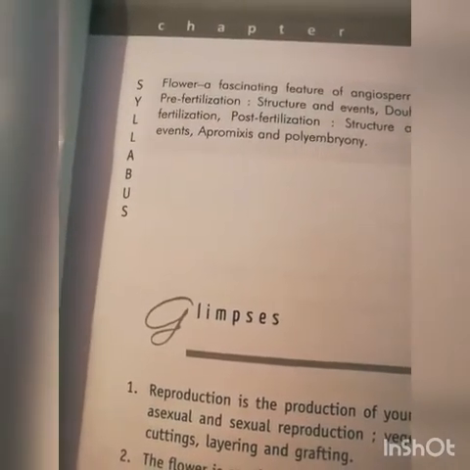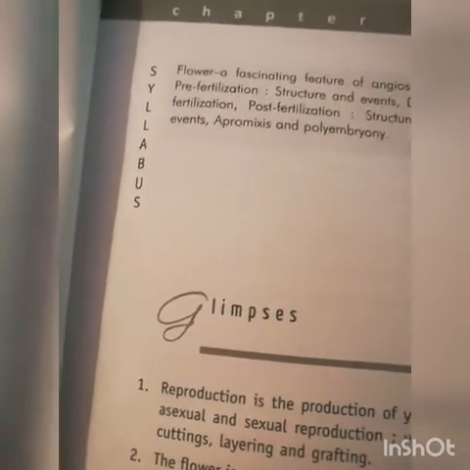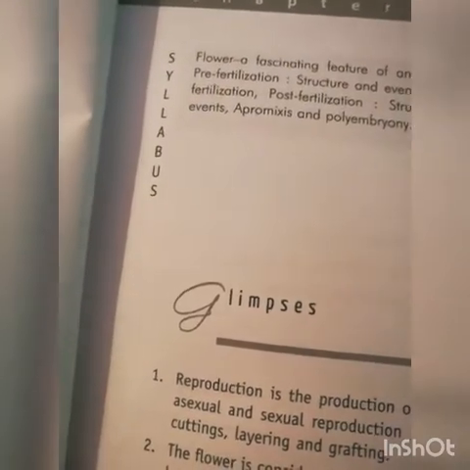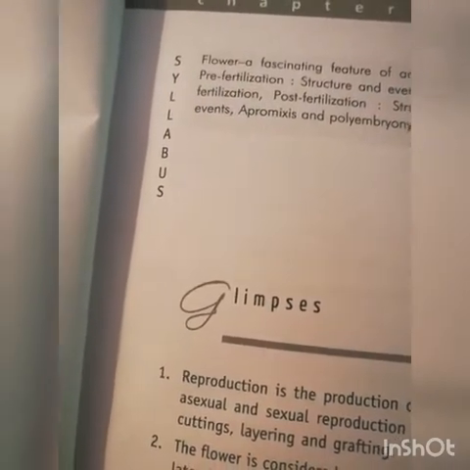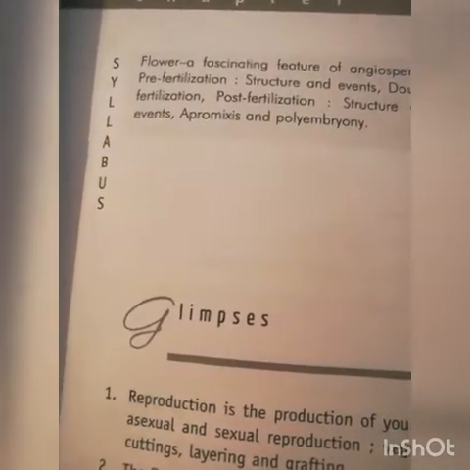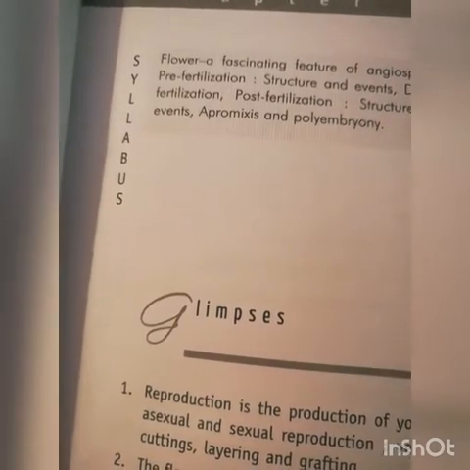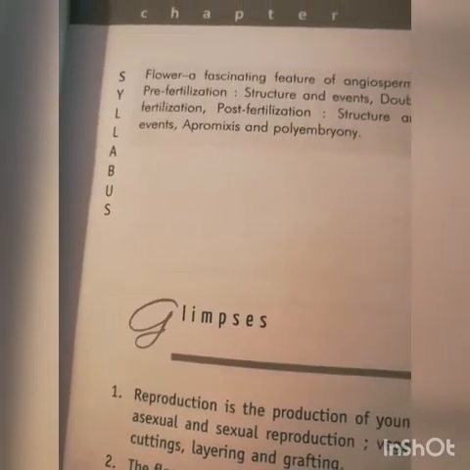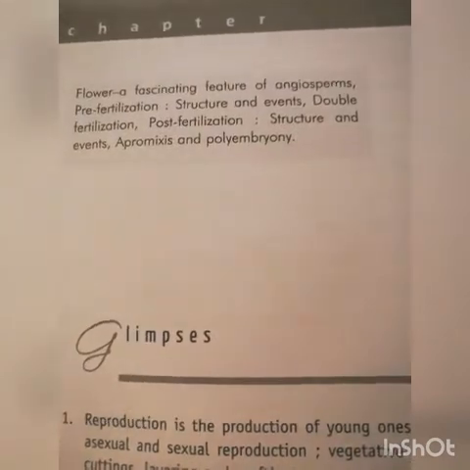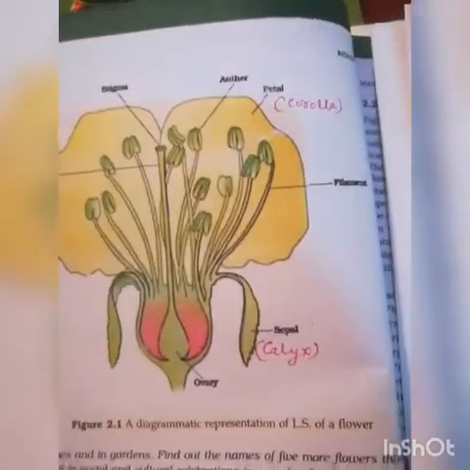Calyx and corolla, that is non-essential part of the flower, and androecium and gynoecium, which are directly involved in sexual reproduction. Because of this reason they are termed as essential part of a flower. Okay, let us see the figure of a flower.